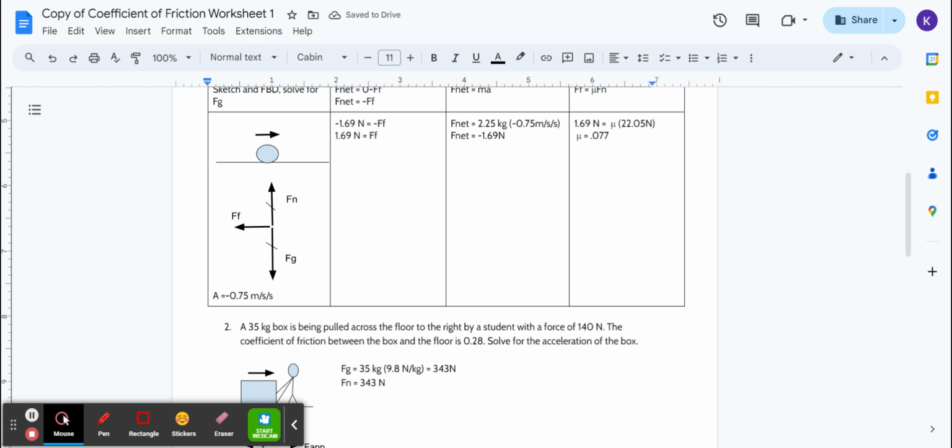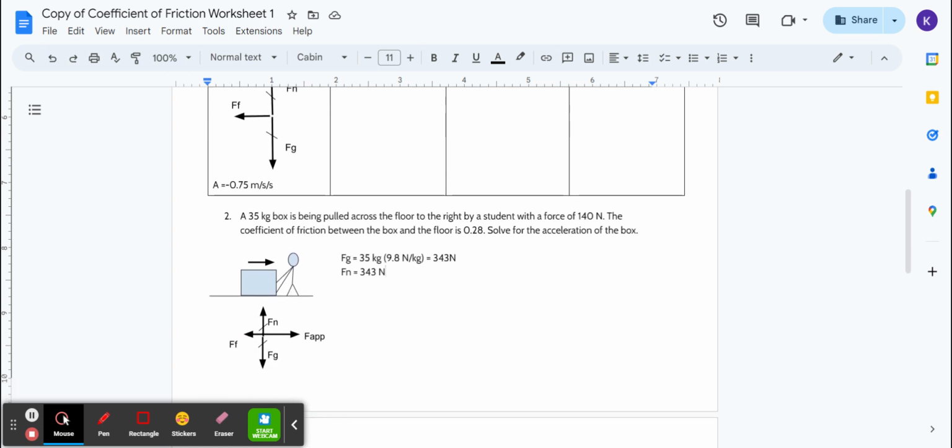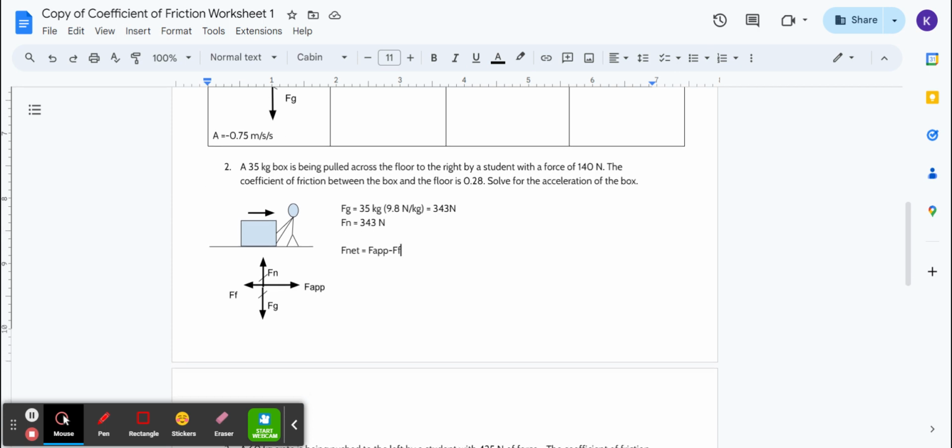Next, I go back up to the top. My second equation is F net equals right minus left. So it's going to be F net equals F applied minus friction. I do know the applied force is 140 newtons. That was given. But I don't know friction or F net right now. I'm also going to write out F net equals ma. But once again, I know the mass, but I don't know the acceleration.